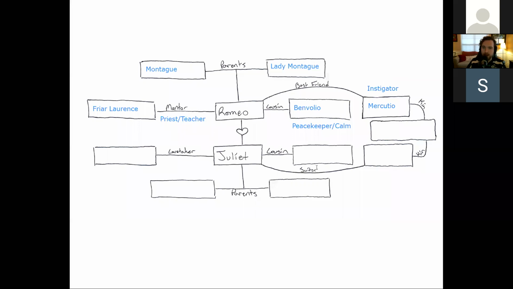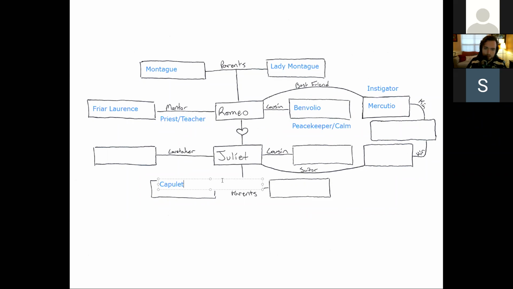Now, Juliet. What you'll notice about the characters in this play is that they are mirrored. Every character on one of the lover's side has an opposite person on the other lover's side who is a foil to them, represents the opposite of them. So Juliet has a caretaker in the same way that Romeo has a mentor. And I'll show you what this looks like. So first, when we're doing Juliet, we'll start with her parents. Her parents are Capulet and Lady Capulet.